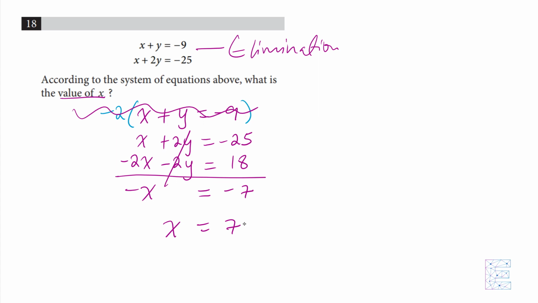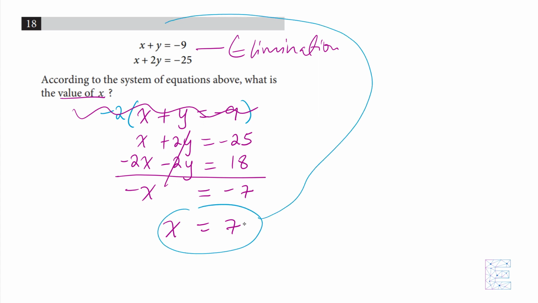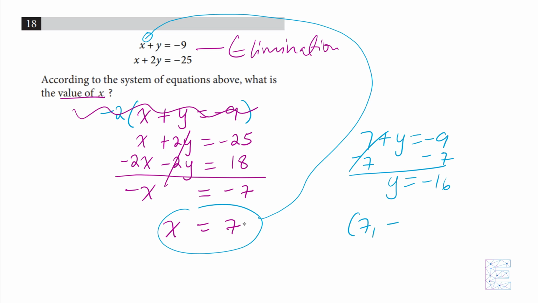X is 7. However, I do want to remind you, just in case you forgot, what if you're being asked to find both x and y? All you would need to do is take the newly found answer, which is 7, and plug it back into one of the equations. Let's just use the top one for simplicity purposes. So this would be 7 plus y equals negative 9. Of course, you would subtract 7 from both sides, and those cancel, so y ends up being negative 16, and your answer would be 7 comma negative 16.